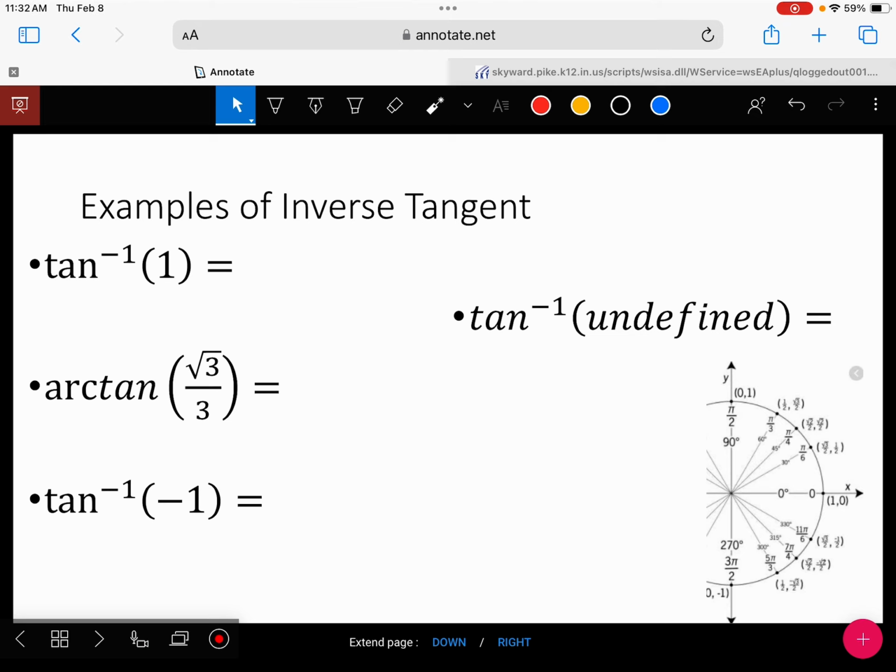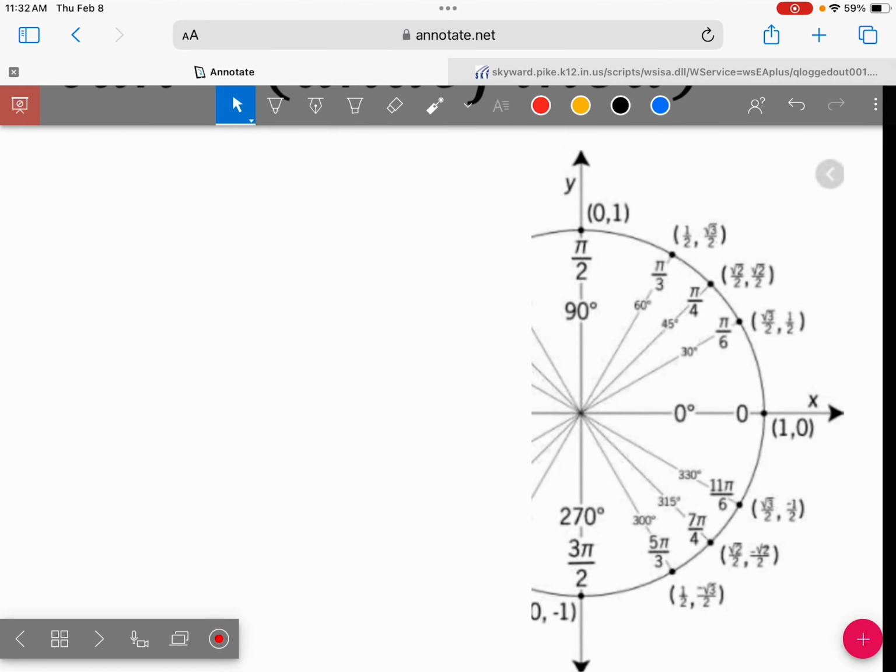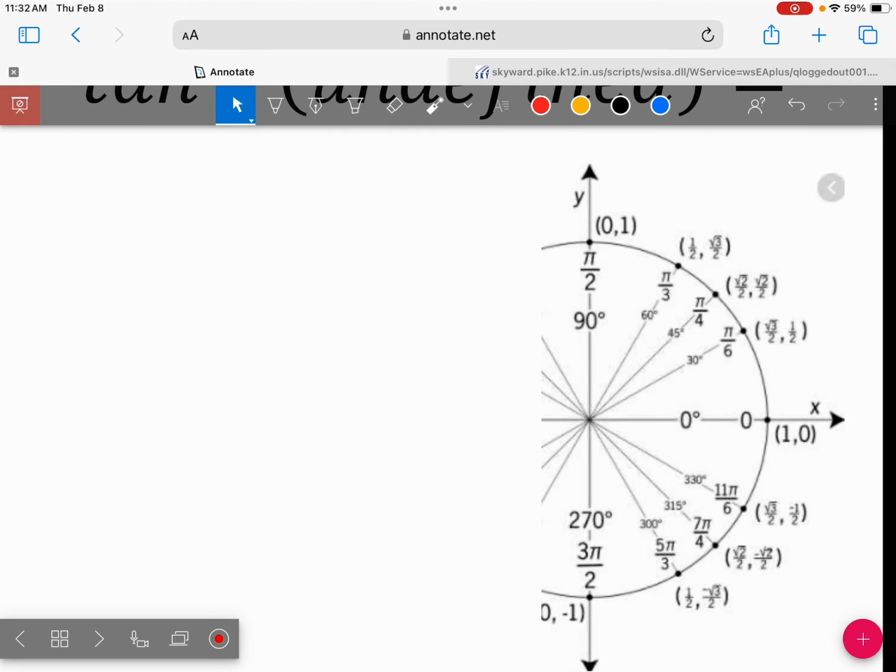So now, before we do these examples, I want to look at this. So that's our tangent. That's quadrant 1 and quadrant 4. That's the half of the unit circle that we look for when we're evaluating tangent. Tangent is what over what? Sine over cosine. What about coordinates? Yep, y over x.